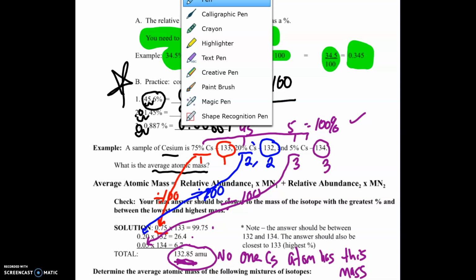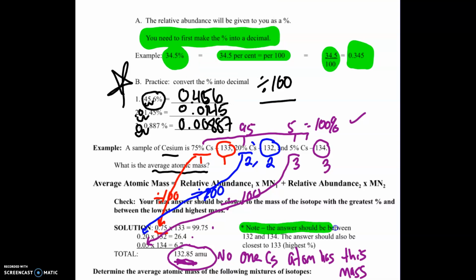So here's a quick double check I want you to do every single time. Note, the answer should be between 132 and 134. Why? Well, because if you look at my initial data, the smallest isotope was 132 and the biggest isotope was 134. If we did a straight average, it would be 133. We're doing a weighted average, but it still has to be between my lowest and my highest number. The second check is that it should be closest to the highest percentage. So if you look at our numbers, it should be closest to 133. So did that check out? Is my final answer between 132 and 134? Yes. Is my final answer closer to 133 than any other number? Yes. That means that we've gone ahead and done it correctly.